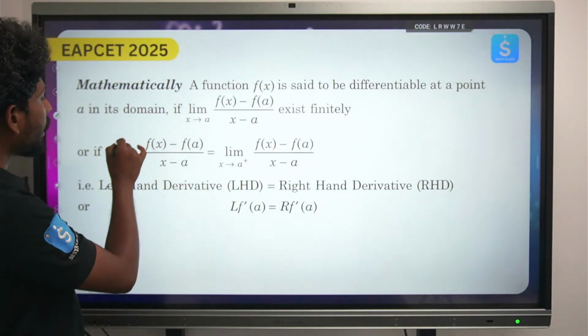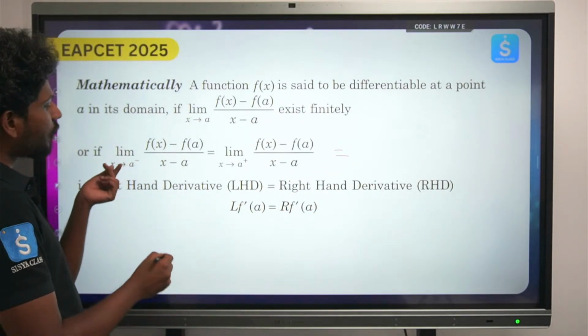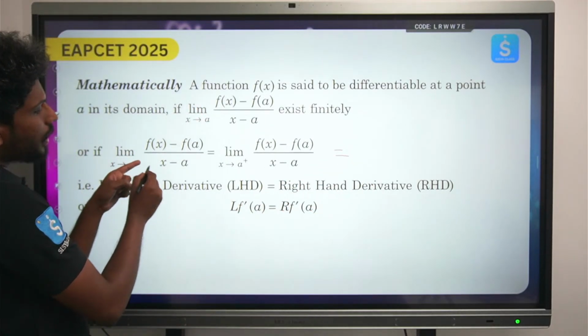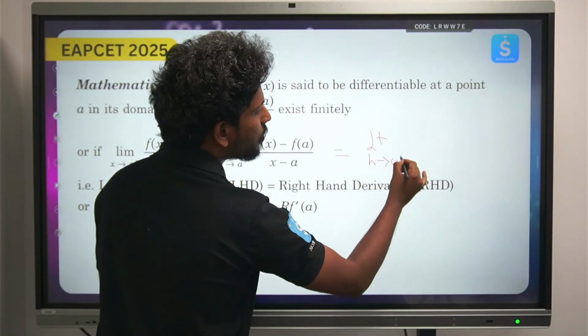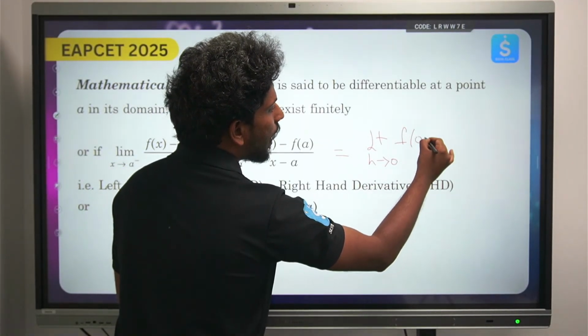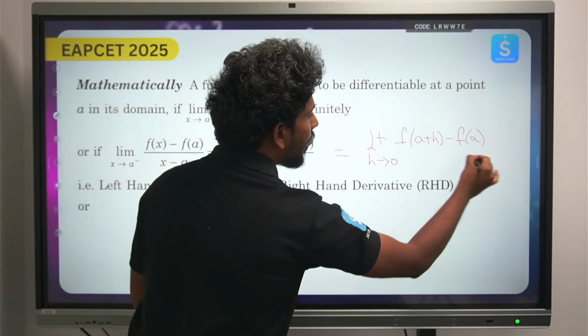So ikkada chudandi, indaka manam nerchukunna just definition same ade definition he is trying to rewrite. Instead of taking a minus, I have just done it another way, that is limit h tends to 0 of f of a plus h minus f of a by h.